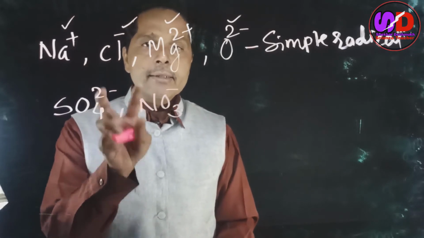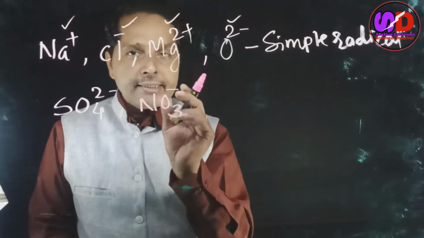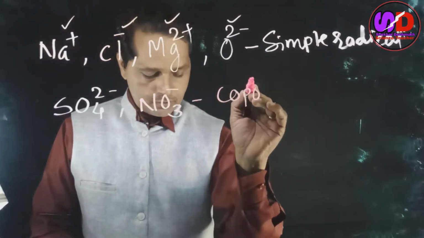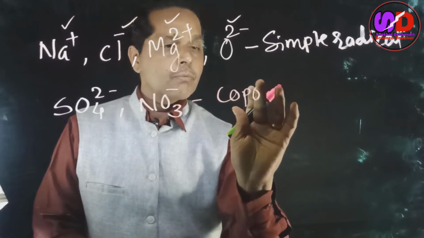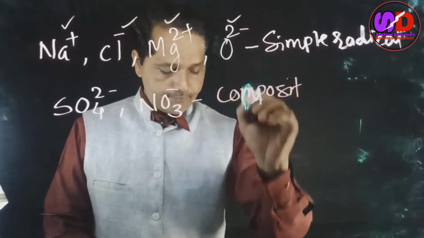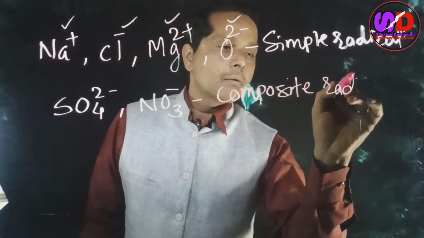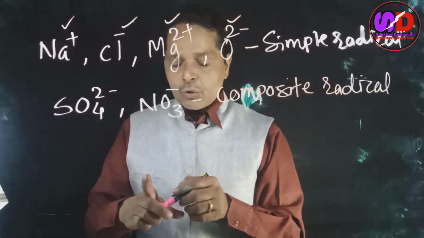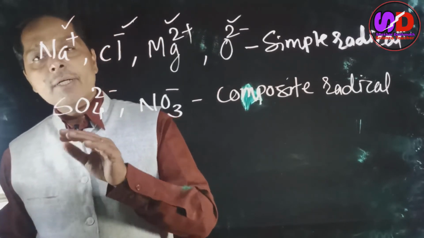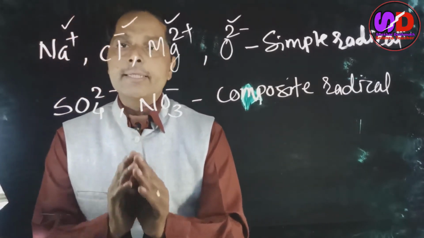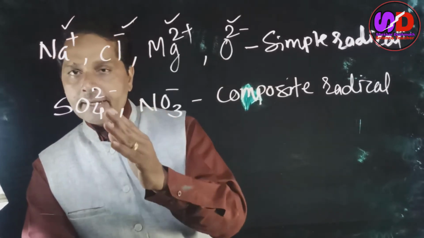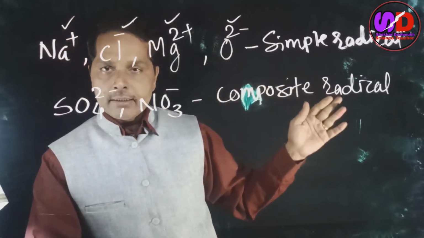Both are acidic radicals, but as they have a group of atoms, they are called composite radicals. So you can easily differentiate radicals. Firstly, we differentiate radicals into two groups: basic radical and acidic radical. Positive radicals are basic, and negative are called acidic.